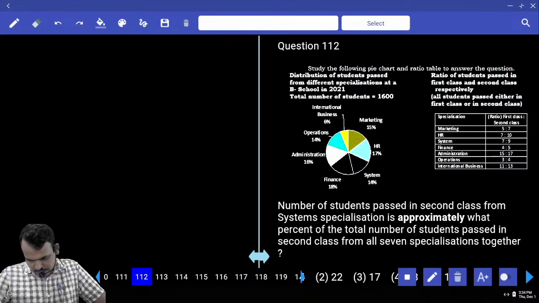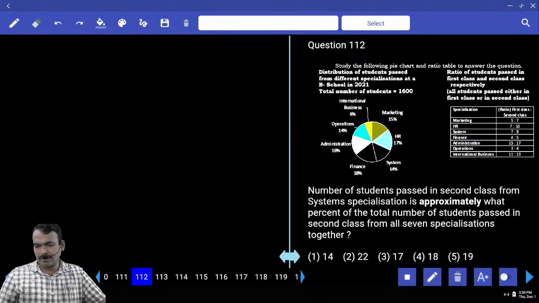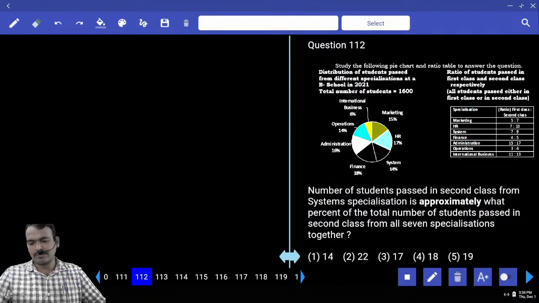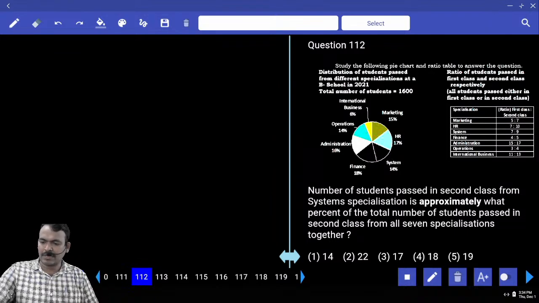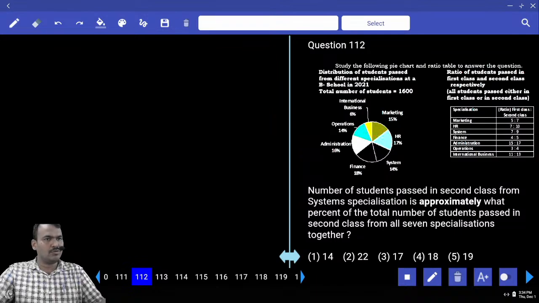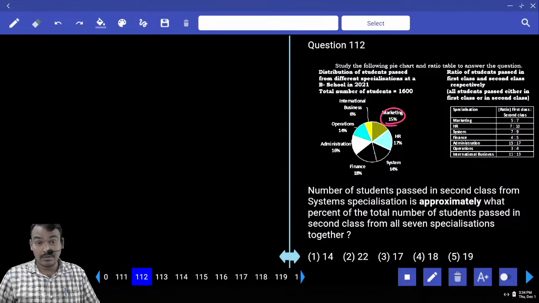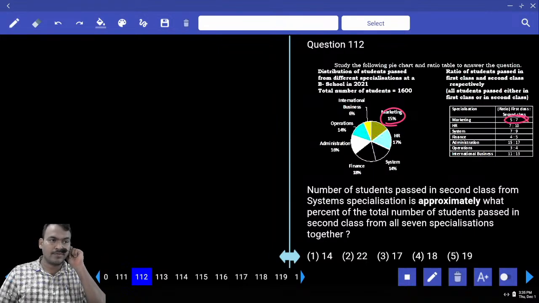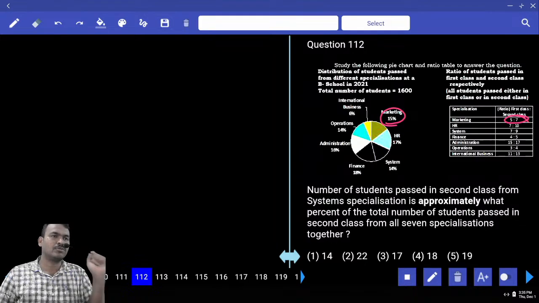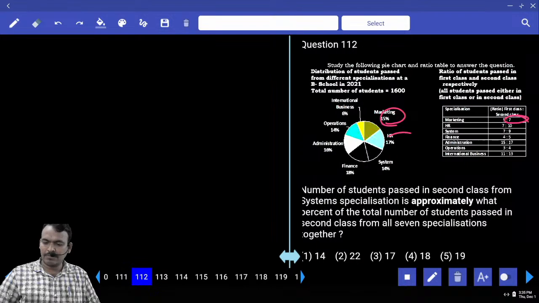Question number 112, number of students. For the diagram here, one is a pie chart, another one a table. First, the total number of students in the pie chart is how much? 1600. Out of the 1600, the ratio between first class and second class students in each specialization. For the marketing specialization, how much percent? 15%. In that 15%, first class and second class are in which ratio? 5:7. Means 15% of 1600 is distributed in the 5:7 ratio or not? Yes or no?